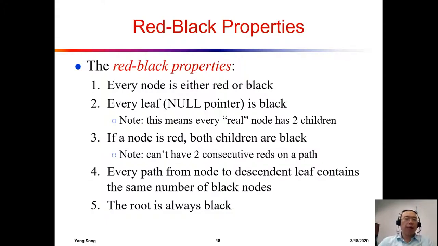Number one, every node is either red or black. So that is obvious. That is why we name it a red-black tree. And number two, every leaf, in parentheses nil pointers, is black. So this is confusing. When we are talking about the leaf, the leaf should be the lowest level of the tree, and those nodes have no children, right? So that is our definition of the leaf.